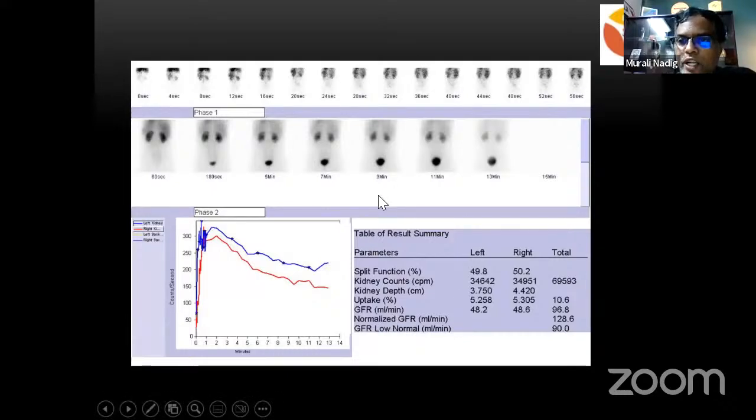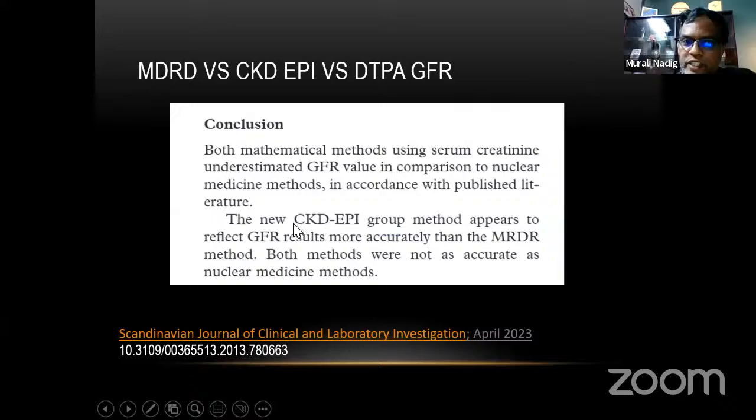And especially in donor evaluation, it is not the absolute GFR which is more important, but it is the normalized GFR, where the patient's height and weight are taken into consideration and the values derived are normalized for 1.73 meter square body surface area. Several studies have been done comparing MDRD versus CKD-EPI versus DTPA GFR.